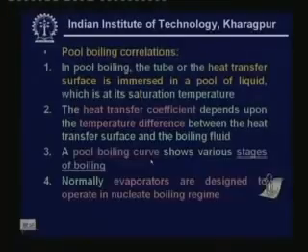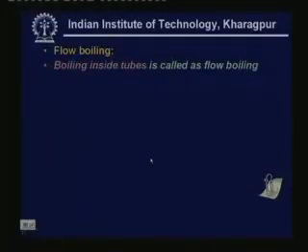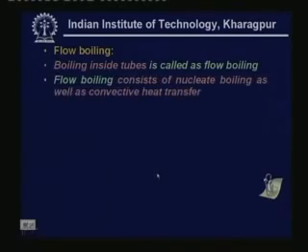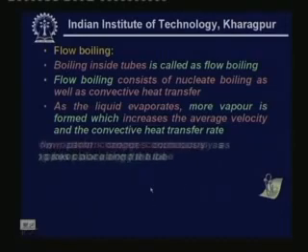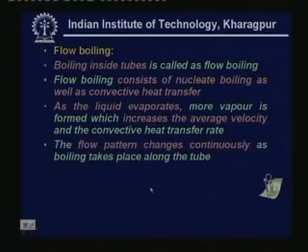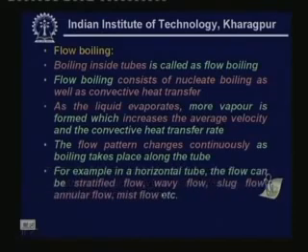As I said, I have already explained this. Now let us look at flow boiling. Boiling inside tubes is called flow boiling. Flow boiling consists of nucleate boiling as well as convective heat transfer. That means the contribution to heat transfer comes from nucleate boiling as well as from forced convection heat transfer. As the liquid evaporates, more vapor is formed, which increases the average velocity and the convective heat transfer rate. The flow pattern changes continuously as boiling takes place along the tube. For example, in a horizontal tube, the flow can be stratified flow, wavy flow, slug flow, annular flow, or mist flow, depending upon the velocity of the vapor.